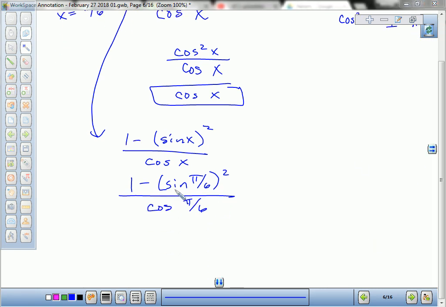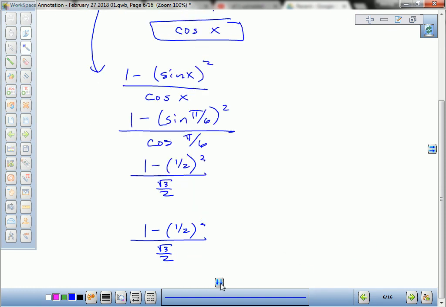All right. So what is sine of pi over 6? 1/2. What is cosine of pi over 6? Root 3 over 2. Alright, what is 1/2 squared? 1/4. Alright, what is 1 minus 1/4? 3/4.